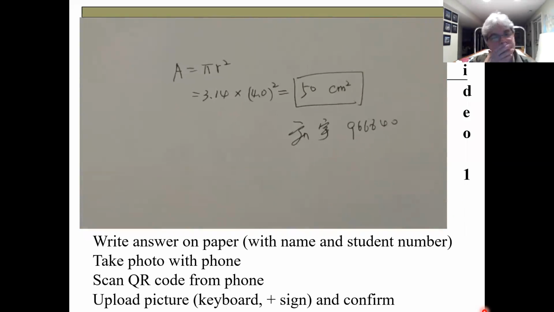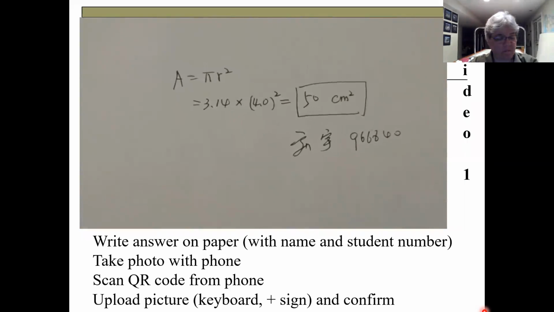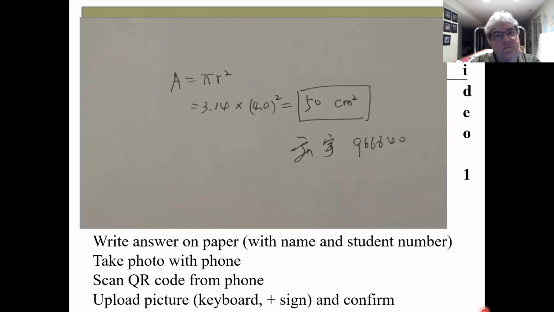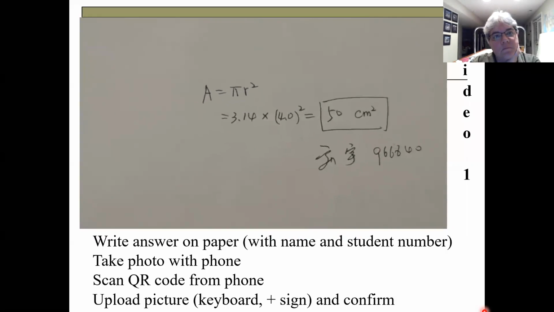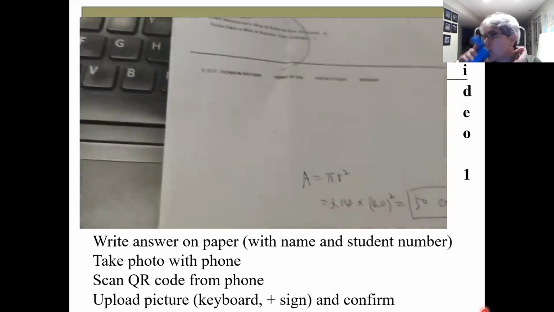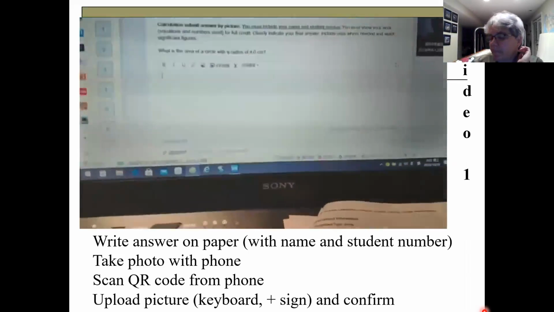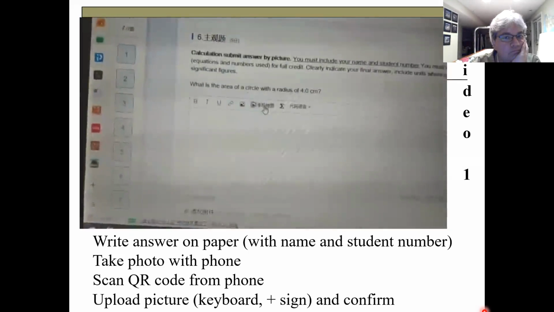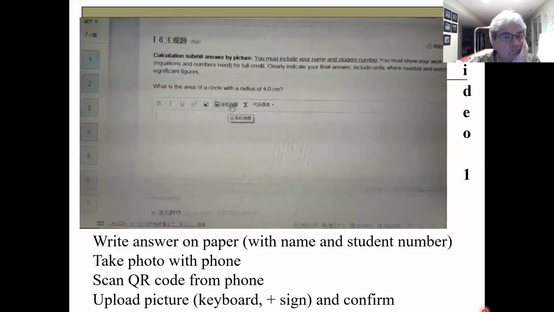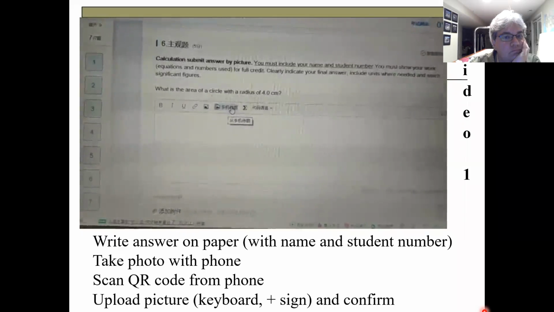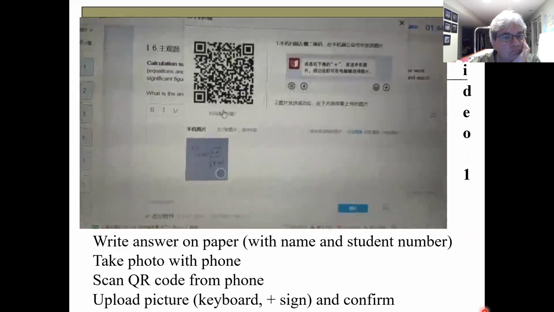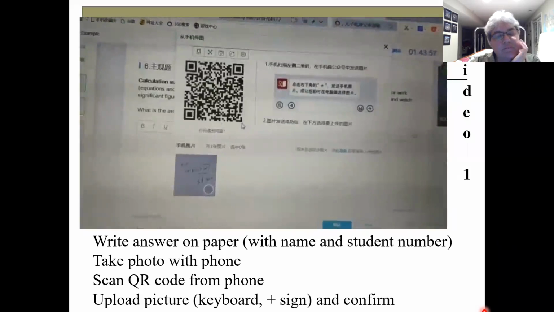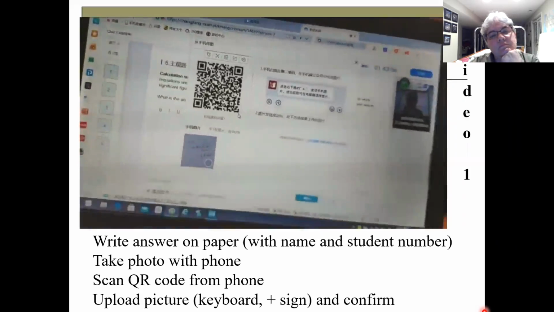Then use your cell phone to take a photo. The second step, you should go to the Rain classroom and use this button to upload this picture. After you press this button, you can see a QR code. Use your cell phone to scan it.